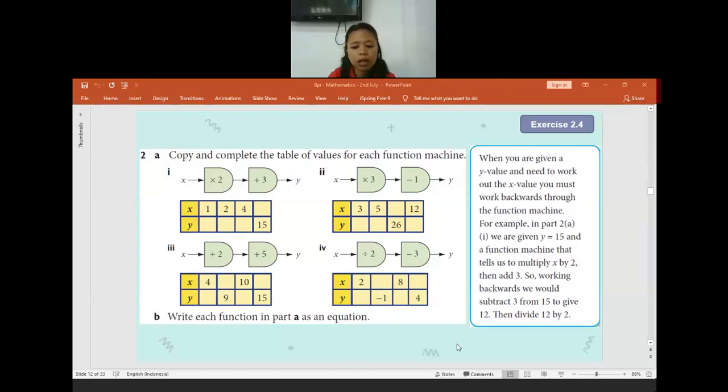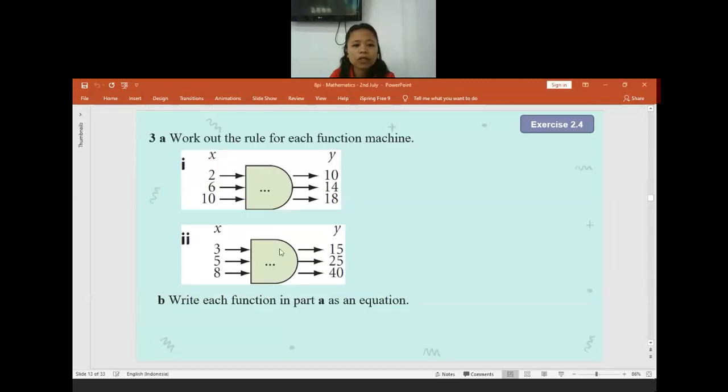Question 3 is easy. What is question 3? What operation do I have to do in the first function machine here? Plus 8. Okay. After we plus 8, what is the last one? Double, times 5. Okay. Is there anyone confused? No, teacher.